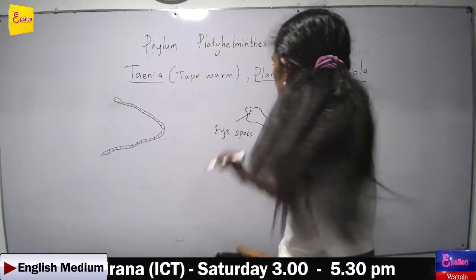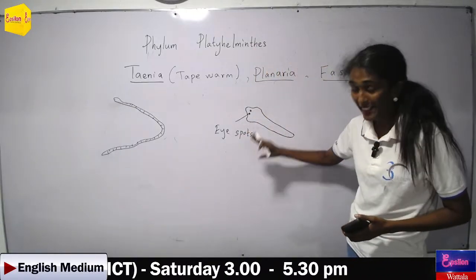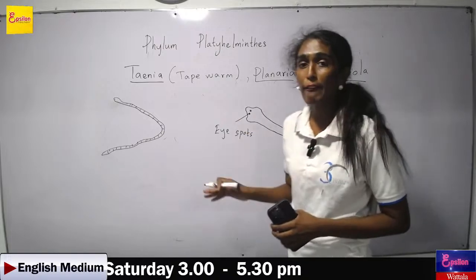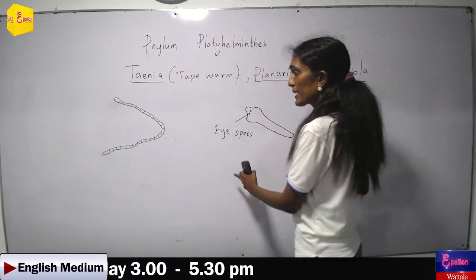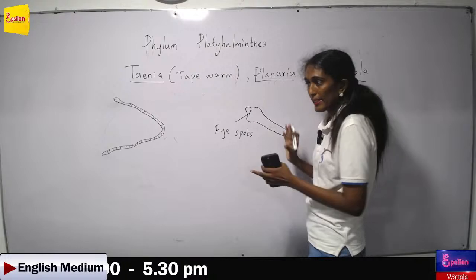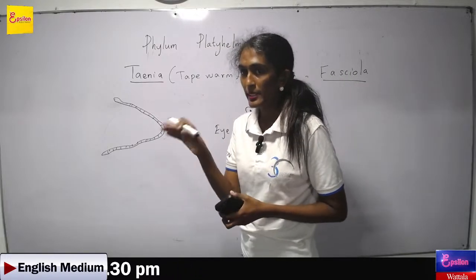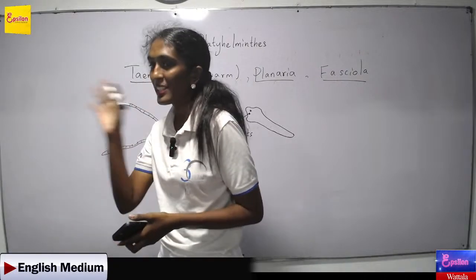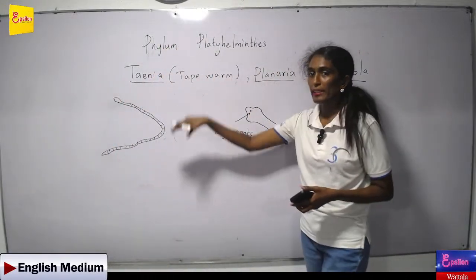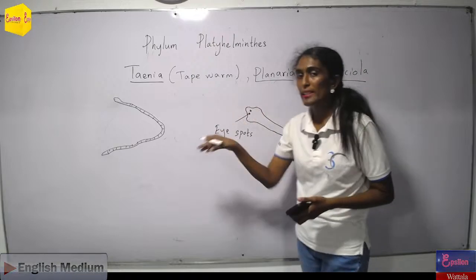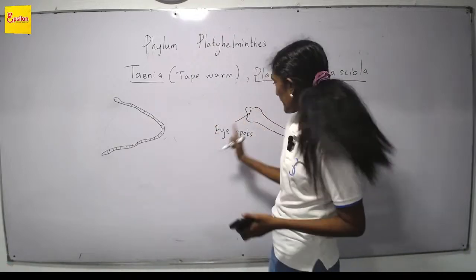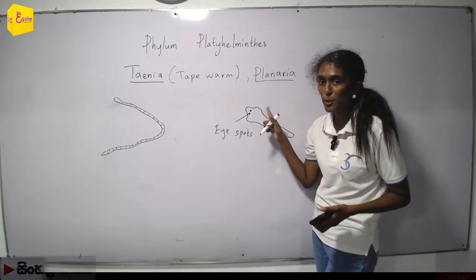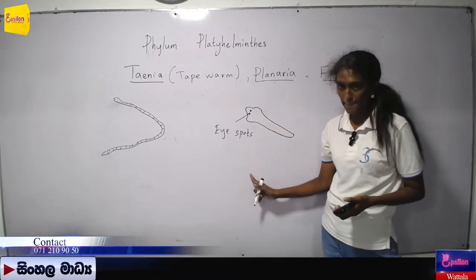They don't have a true head, but they have a head-like structure. I told you this one is free living, trying to go to a new environment. We always put our head first. Likewise, this one also puts its head forward to see what is found in the next environment, so the eye spots are helpful for them.